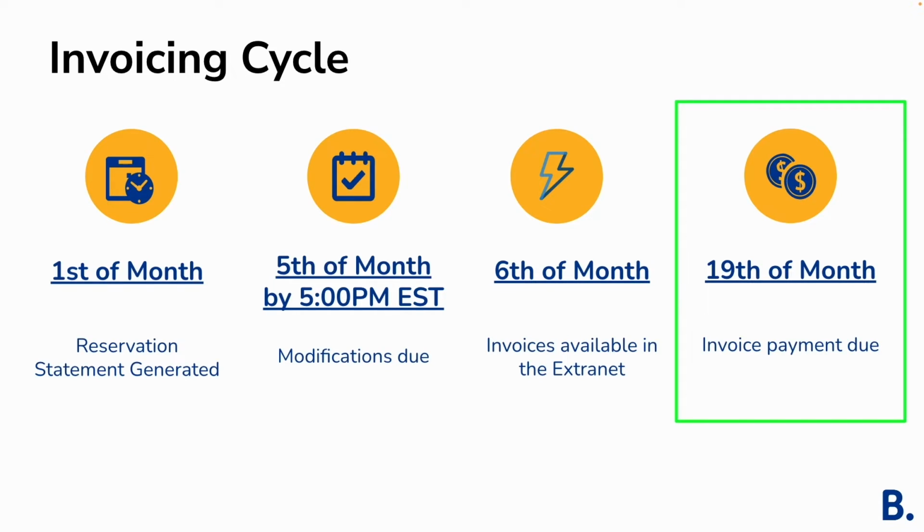So let's step back and take a look at the invoicing cycle once again. So first of the month, we have that reservation statement where you can start reconciling the reservations for the month with your records. 5th of the month is when all of those modifications would be due. 6th of the month is when the invoice would be generated, and then your invoice payment will be due on the 19th. Let's take a look at how we want to pay those invoices.